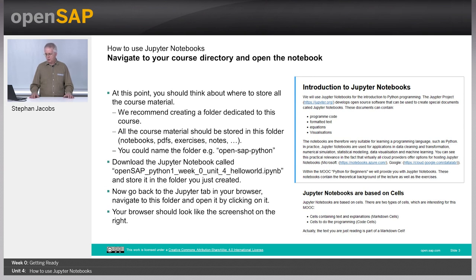So now you should go and download this file, week_0_unit_4helloworld.ipynb. And this IPYNB stands for Python Notebook. Store it in the folder you have just created. Now go back to the Jupyter tab in your browser and navigate to the folder you have just created. And there you can open this notebook, and it should look like what you can see on the right side of this page.